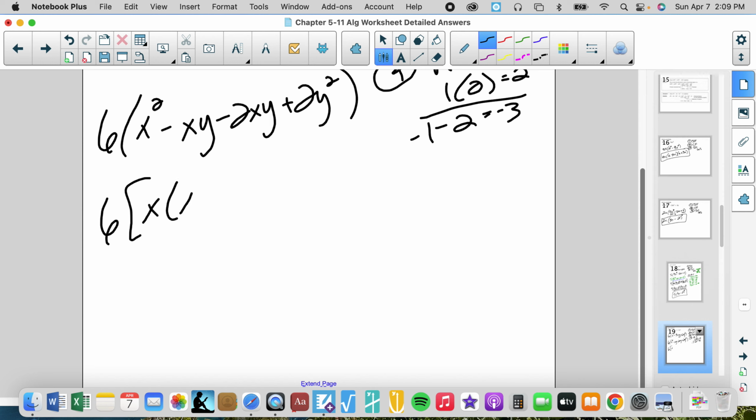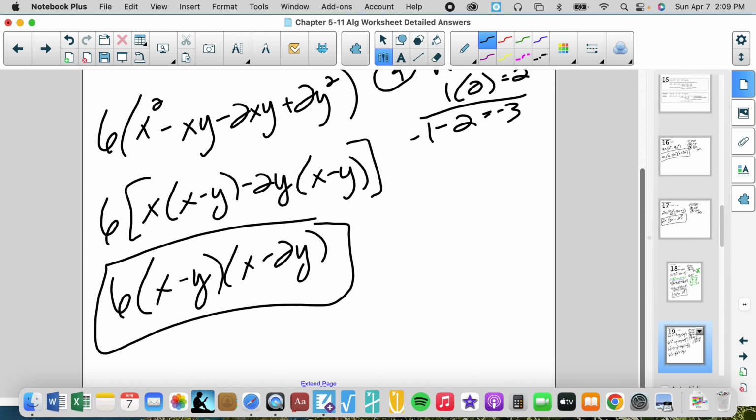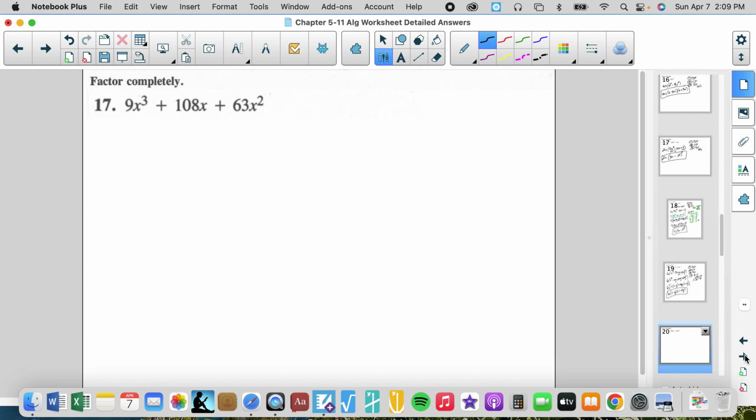Factor out an x, you get x minus y. Factor out negative 2y, you get x minus y. And that becomes 6 times the quantity x minus y times the quantity x minus 2y. Good. Keep going.